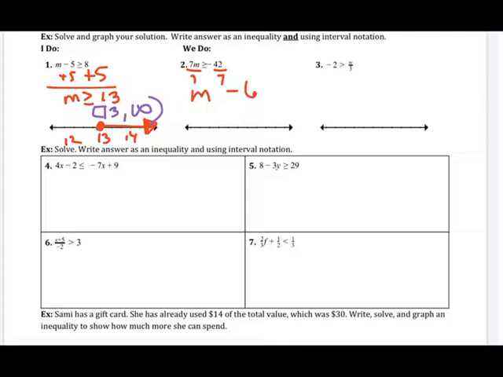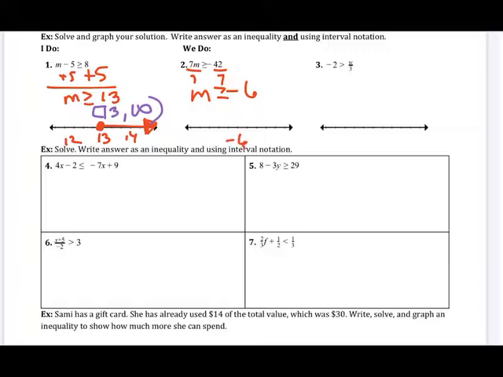Do we flip the inequality? We do not. We did not divide by a negative number. 7 is a positive number, so our inequality is not going to change. I'm still going to have m is greater than or equal to negative 6.